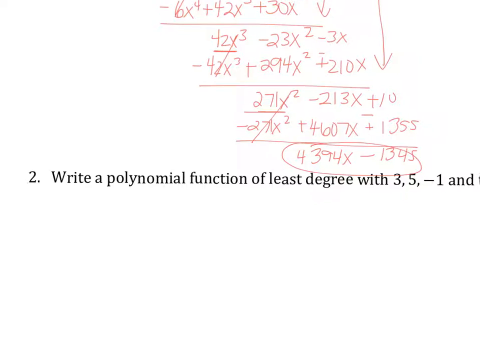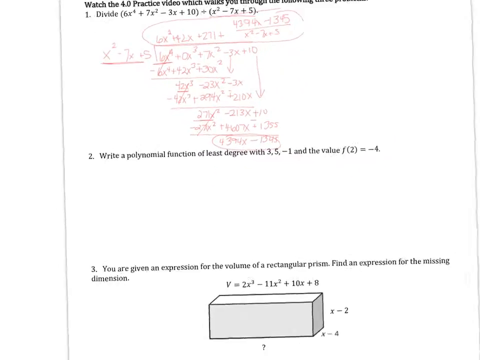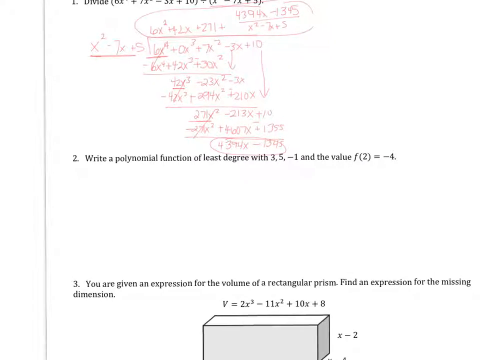All right, so let's look at the second problem. This one's a lot quicker and a lot easier. It's actually very similar to lesson 5 in the packet. So we know we're going to be writing a function of least degree. So we know we're going to have y equals a, and we're going to have factors for each one of our zeros. So x minus 3 gives us a zero of 3, x minus 5 a zero of 5, and x plus 1 a zero of negative 1.